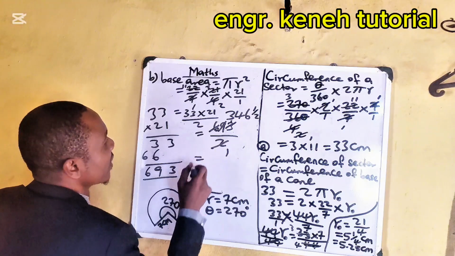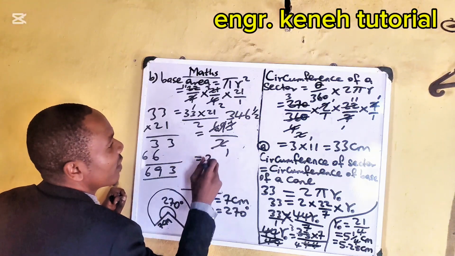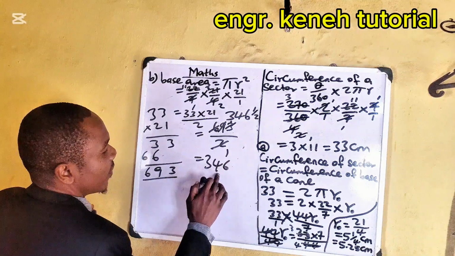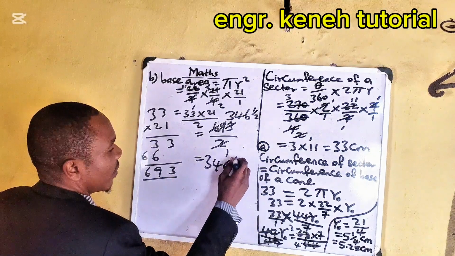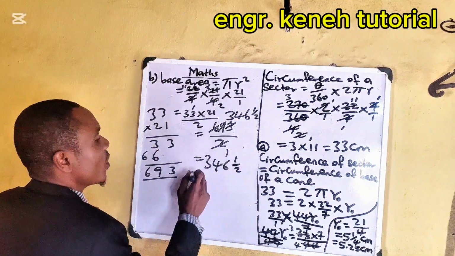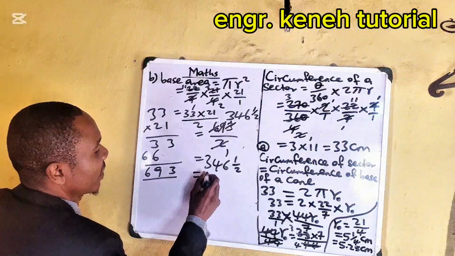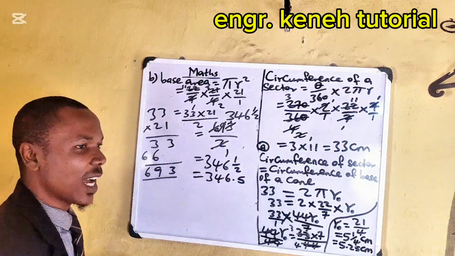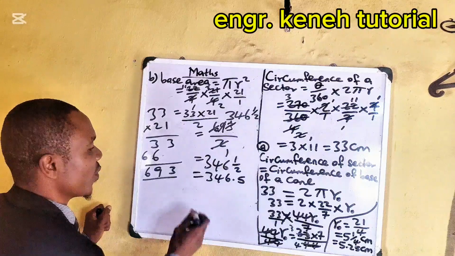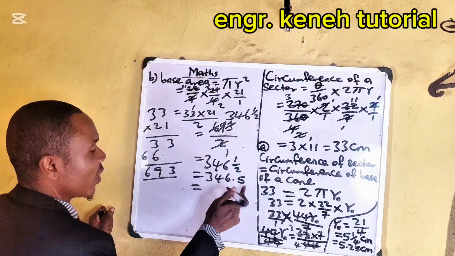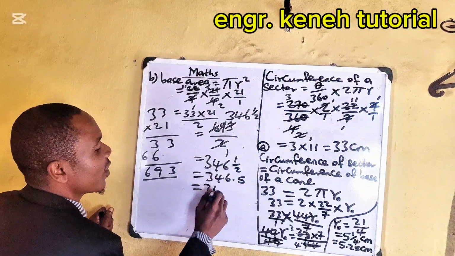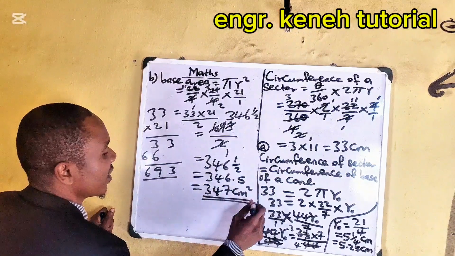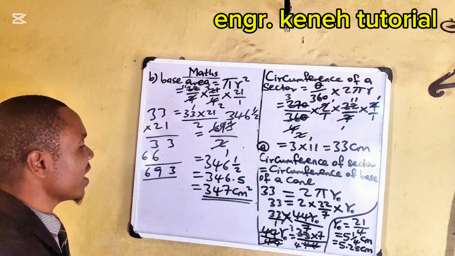So that means that the area is what? You have 3, 4, 6, 1/2 like this, which can also be written like this. You have 346.5. They said approximate to the nearest centimeter squared. So this is up to 5. Call it 1. Add it to this. We have 347 cm squared like this. Can you see that? So that is how it can be solved.